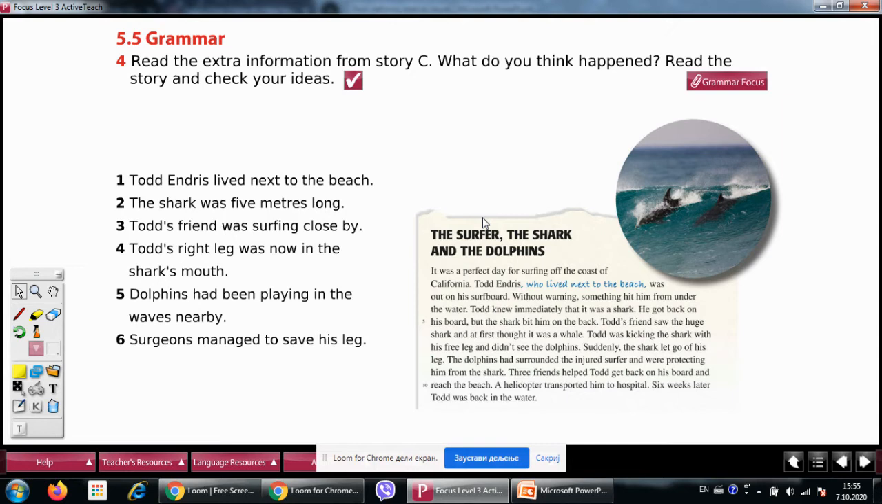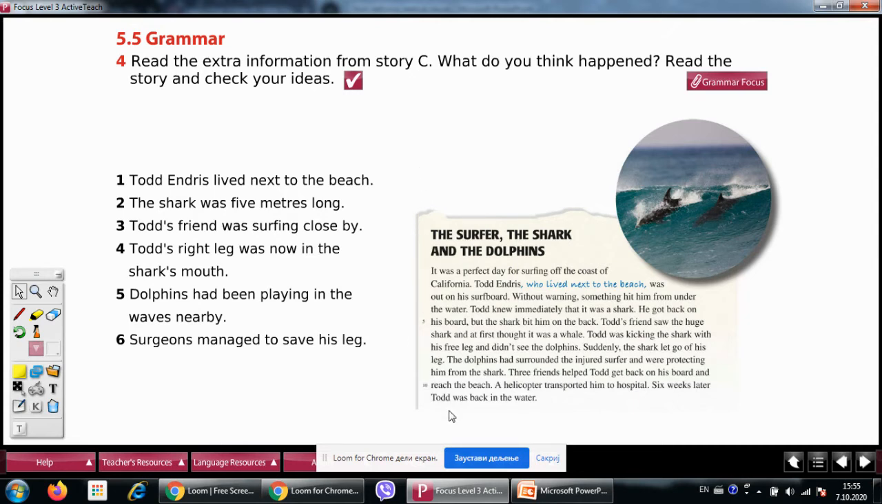Suddenly, the shark let go of his leg. The dolphins had surrounded the injured surfer and were protecting him from the shark. 3 friends helped Todd back on his board and reached the beach. A helicopter transported him to hospital. 6 weeks later, Todd was back in the water.